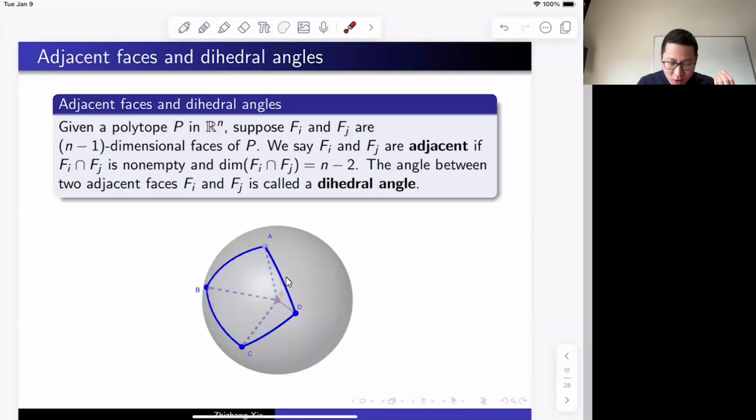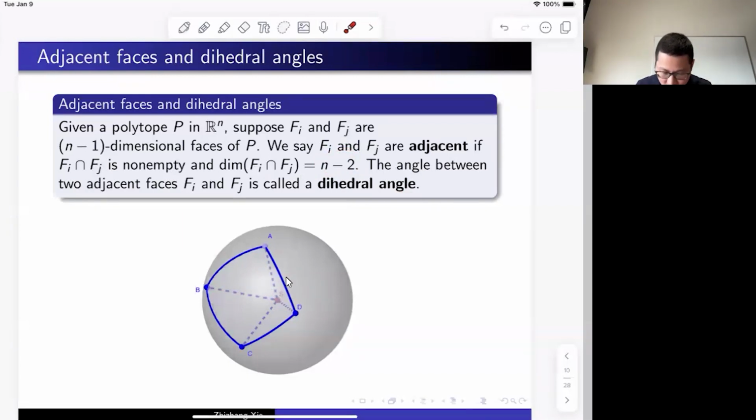So here, let me just recall the definition of dihedral angles. What is a dihedral angle? A dihedral angle is the angle between two codimension 1 faces when they meet at a codimension 2 face. If they meet at a codimension 2 face, then we say they form a dihedral angle. So in this picture right here, there are 4 faces. This face and this face meet at an edge, so they form a dihedral angle. When this face and this face meet, they do meet at a vertex, but they don't form a dihedral angle.